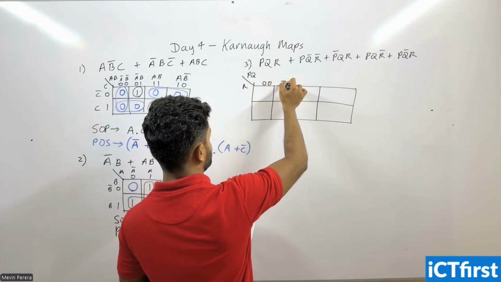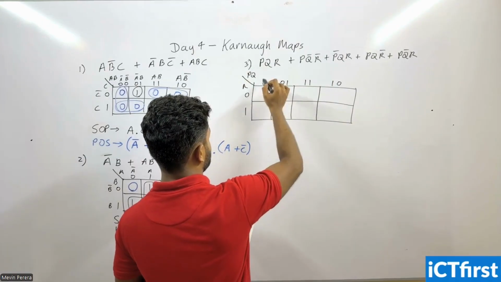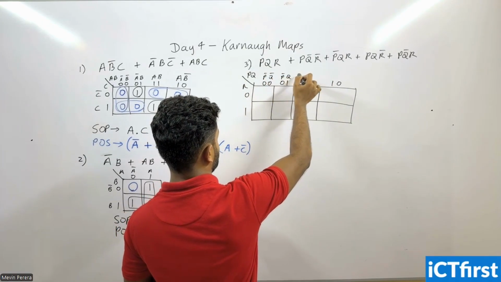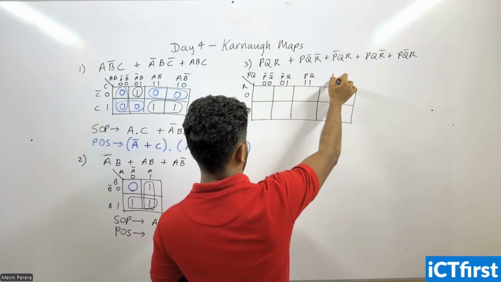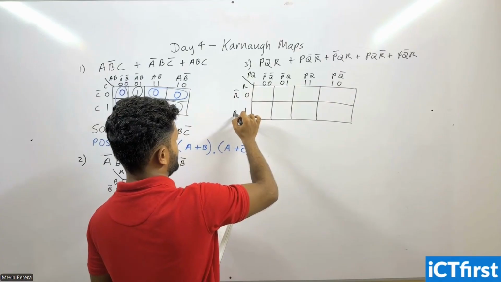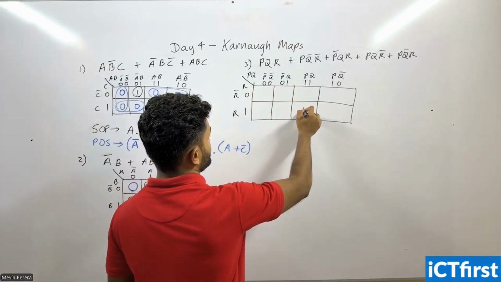PQR. 0 0 0 1 1 1 1 0 0 1. This is P bar Q bar. This is P bar Q, PQ, PQ bar. This is R bar, R. So PQR is here.